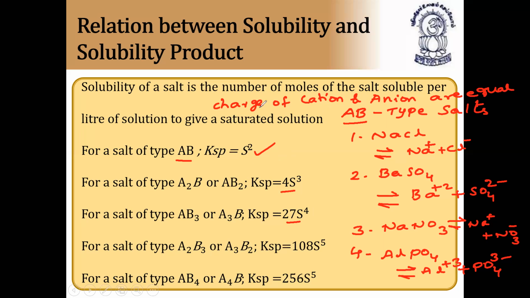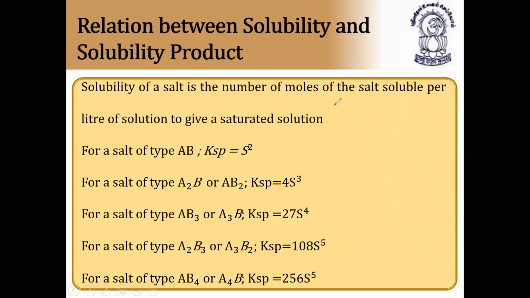So please note down: the charge of cation and anion are equal. These are called AB type salts. Example, NaCl, because it is a strong acid and strong base, we cannot take this, but still for understanding I have given barium sulfate Ba2+ SO4 2-, sodium nitrate Na+ NO3-. In all these salts, we can observe that the charge of cation and anion are equal. They are called AB type salts.